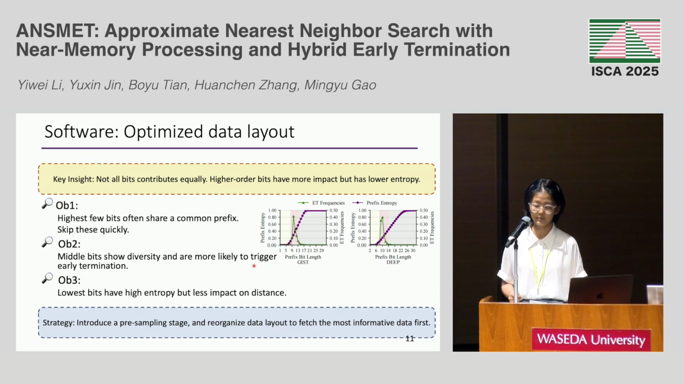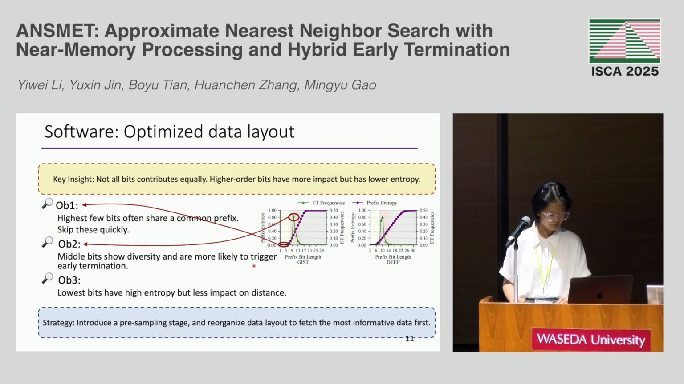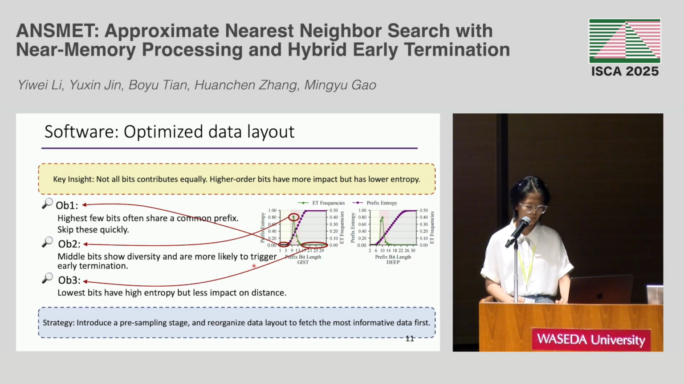We can classify the bits into 3 regions. In the first region, the highest few bits often share a common prefix, so we should skip them quickly. For the second region, those middle bits have diversity and are more likely to trigger the early termination. And in the third region, the lowest few bits have high entropy, but less impact on distance. Our strategy here is to introduce a pre-sampling stage and reorganize the data layout to fetch the most informative data first.